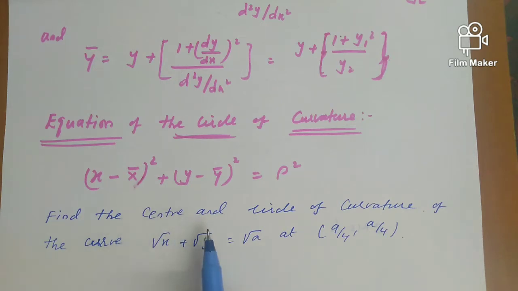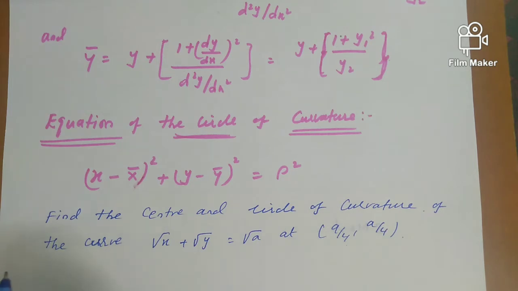Find the center and circle of curvature of the curve root x plus root y equal to root a at the point a by 4 comma a by 4. Here the given curve is root x plus root y equal to root a, and the point is also given, a by 4 comma a by 4. So we have to find out the center and circle of curvature.